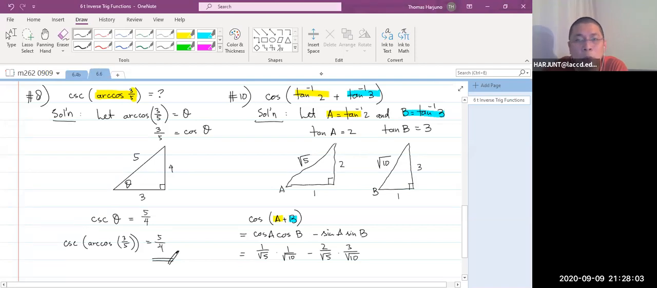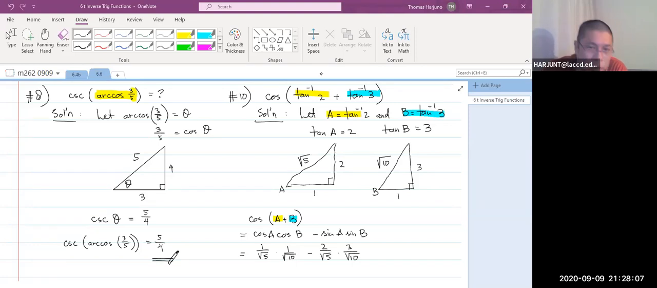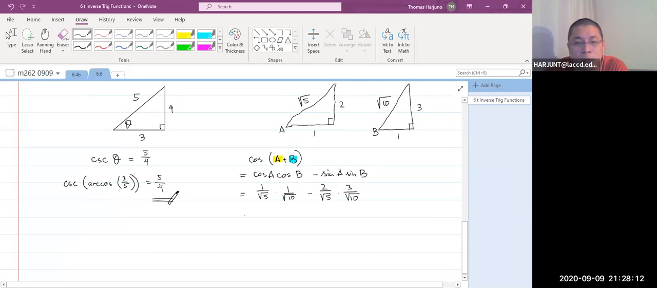Uh-oh, yeah, you need to memorize those trigonometric formulas, okay? I'm sorry, I wish I had another way, but no, there's no other way. Okay, so this will be 1 minus 6 over square root of 50. That's negative 5 over 5 square root of 2. That's negative 1/2.